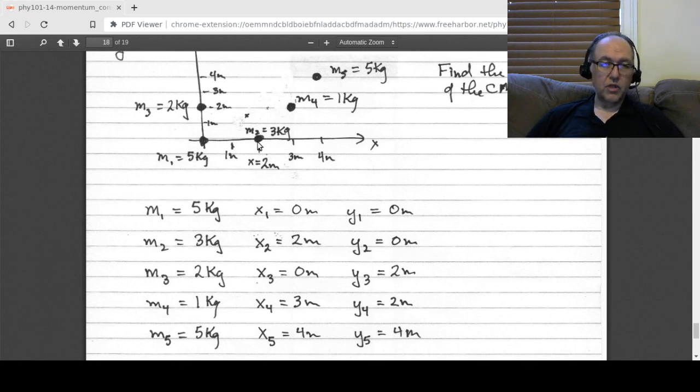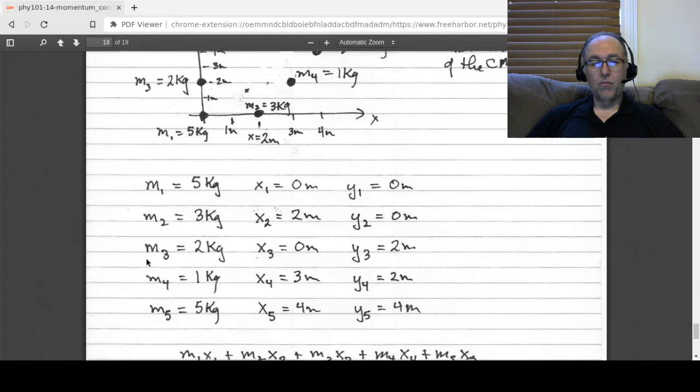The 3 kilogram mass, that's M2 here. It's on the x-axis, so its x component is 2 meters and its y component is 0. M3 is equal to 2 kilograms. It's at an x component of 0, but a y component of 2. And then M4, which is 1 kilogram, is at 3, 2, so x equals 3, y equals 2 meters. And the 5 kilogram mass I put at 4 meters, 4 meters. So x5 is 4 meters and y5 is 4 meters.